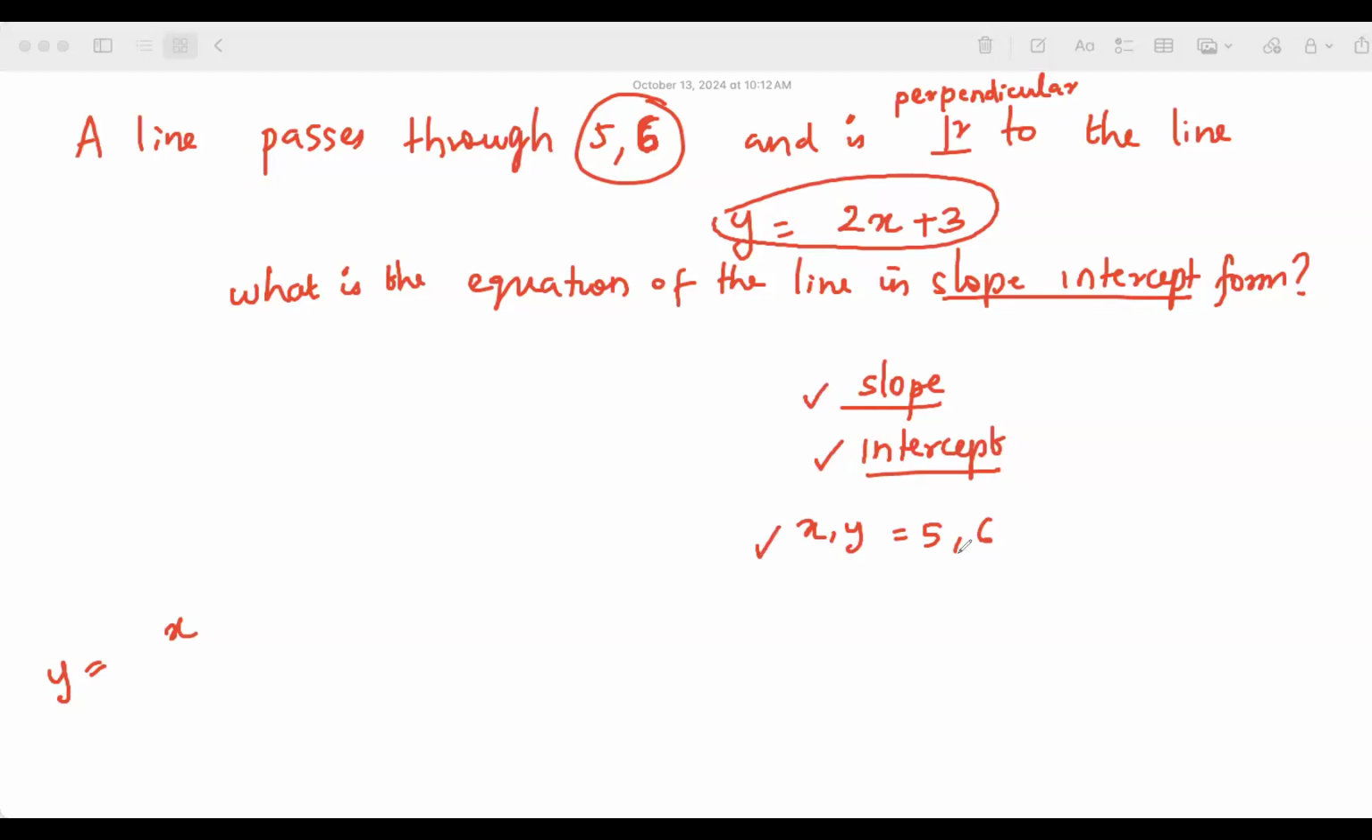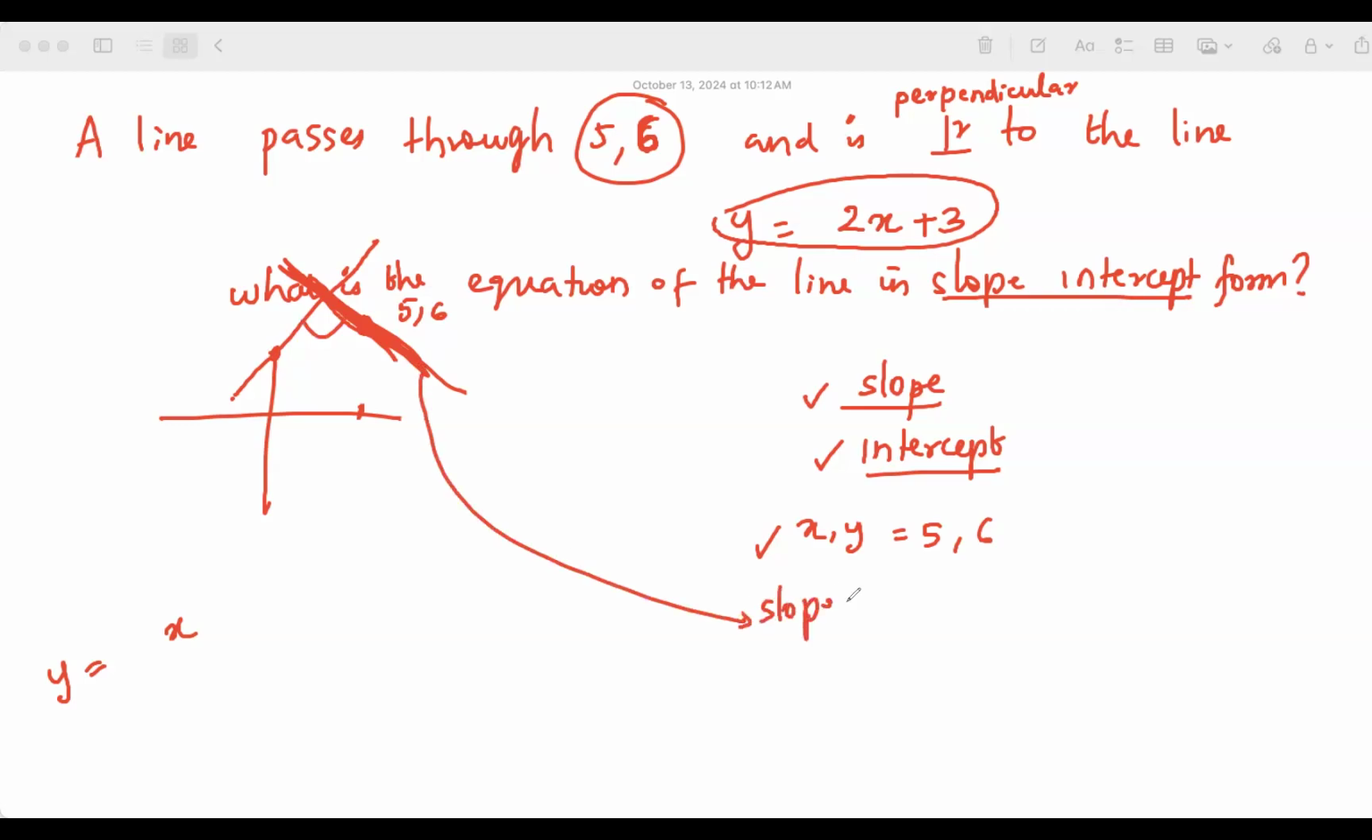Now, I know a point that the line passes through, (5, 6). (5, 6) is somewhere here, right? The line passes through this, but it also says it's perpendicular to some other line. 2x plus 3 means this is the line. This is the perpendicular line. So my line, the highlighted line, passes through (5, 6) and it's perpendicular. So first, I need the slope of this line. How to find out the slope? I know the perpendicular slope, so negate and flip. 2 is 2 by 1, right? Negate and flip. Slope of the highlighted line is minus 1 by 2.